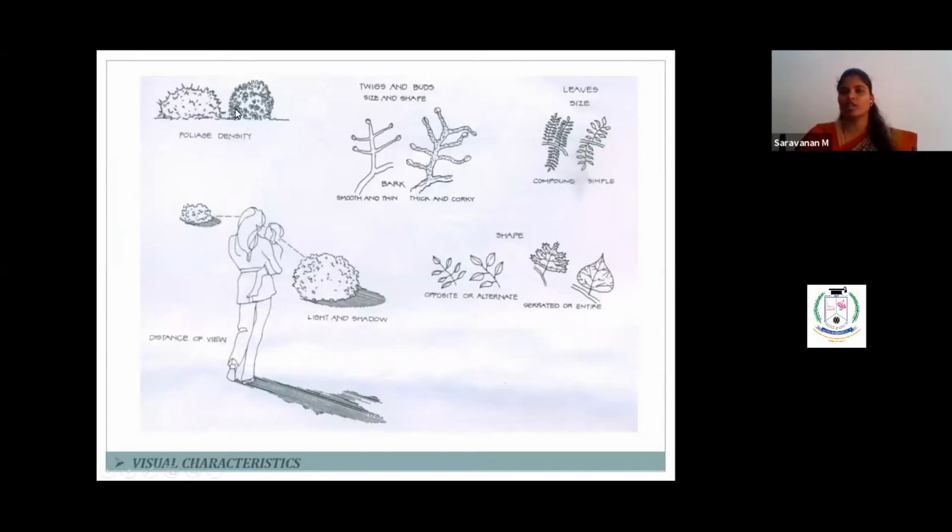This is the foliage density. These are the twigs and buds which vary in different sizes. This is smooth and thin. This is thick and chunky. These are the leaf sizes. This is your compound, and this is the simple. And these are the shapes which are opposite or alternate. And this is separated or entire. This is the light and shadow, the distance from which we view.